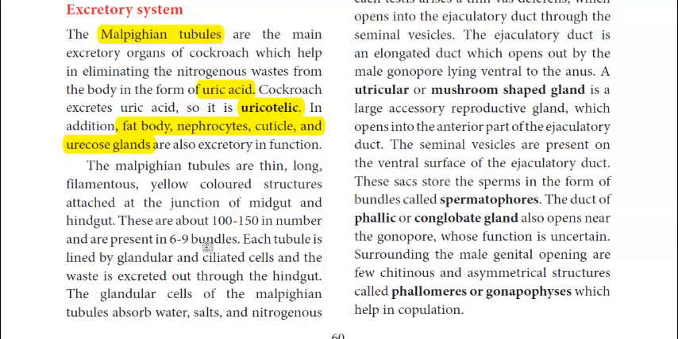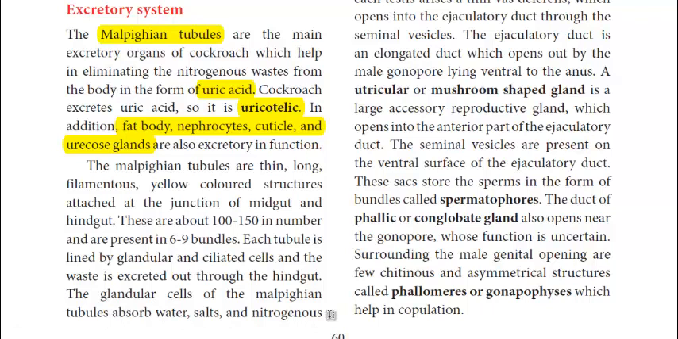We have already learnt this, isn't it? These are about 100 to 150 in number and are present in 6 to 9 bundles. Each tubule is lined by glandular and ciliated cells, and waste is secreted out through the hindgut. The glandular cells of the malpighian tubules absorb water, salts and nitrogenous waste.